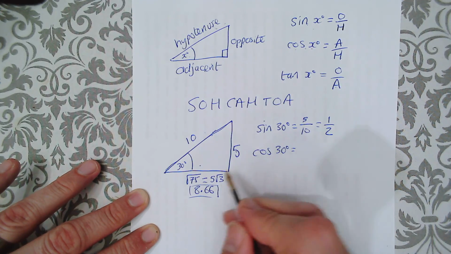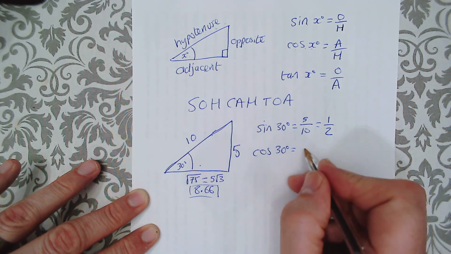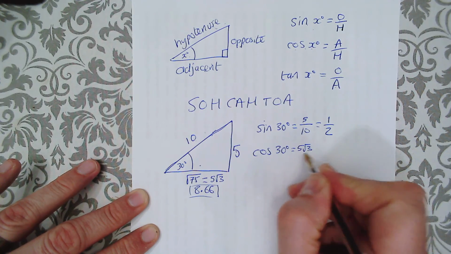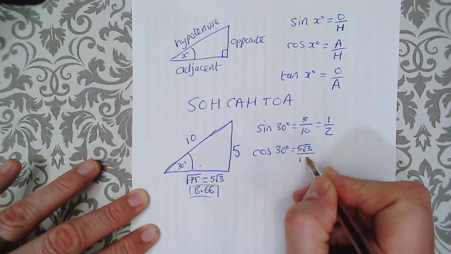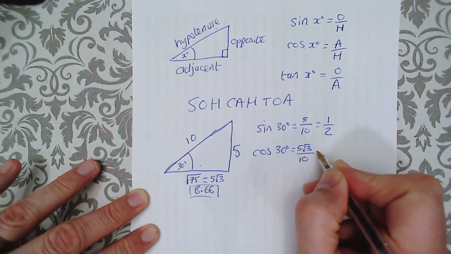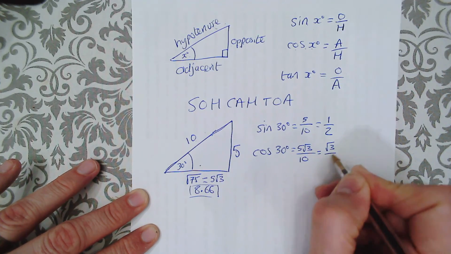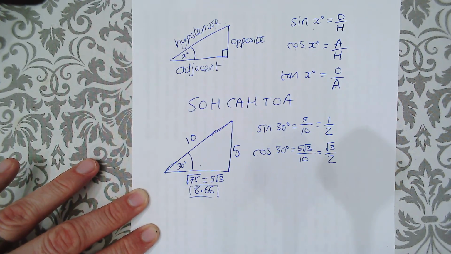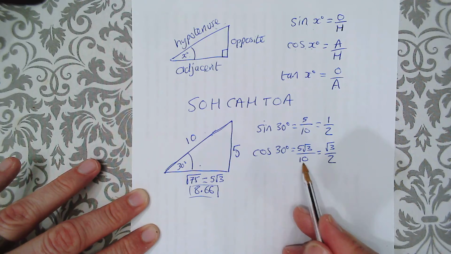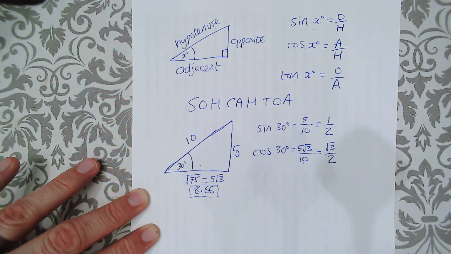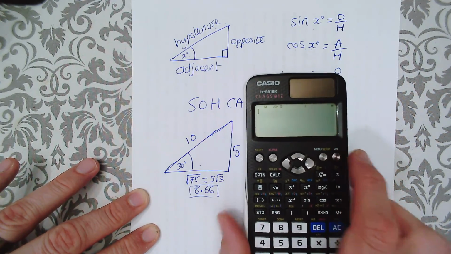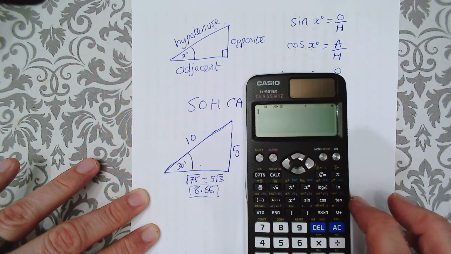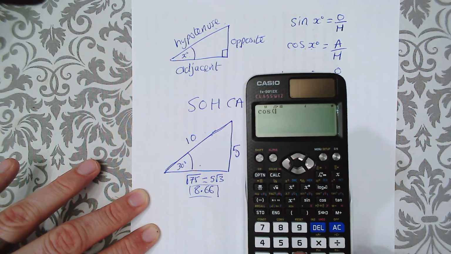Cos of 30, well, that's adjacent over hypotenuse. So you've got 5 root 3 over 10. Well, what does that give you? It gives you root 3 over 2. 5 over 10 is 1 over 2, that's why it's root 3 over 2. Well, let's check that. Hopefully you can see that. I'm going to type in cos 30 degrees, and there you are, root 3 over 2.